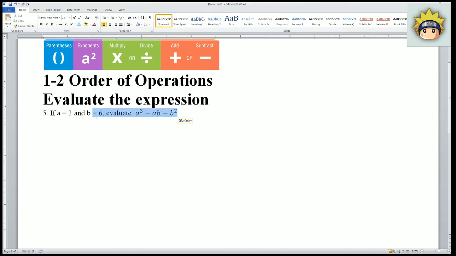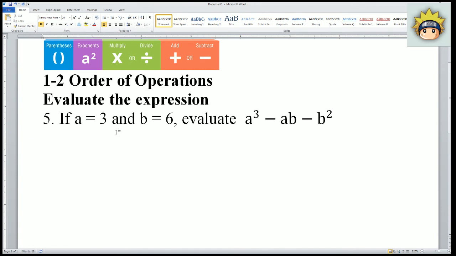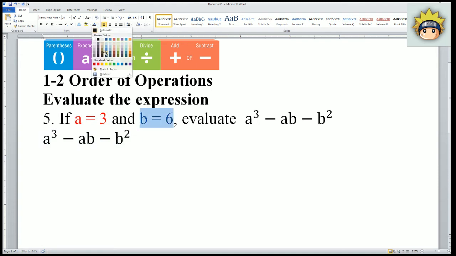Right? This is number 5. It looks different from 4, 5, and 6 because we have a bunch of variables here. We don't know the value of the variables, right? We can't evaluate until we figure out what it is. So we have to make a substitution. Notice how it says here that A equals 3, okay? And B equals 6. So wherever you see an A, you substitute a 3 in. Wherever you see a B, you substitute a 6 in. Okay? So let's just rewrite that for you.